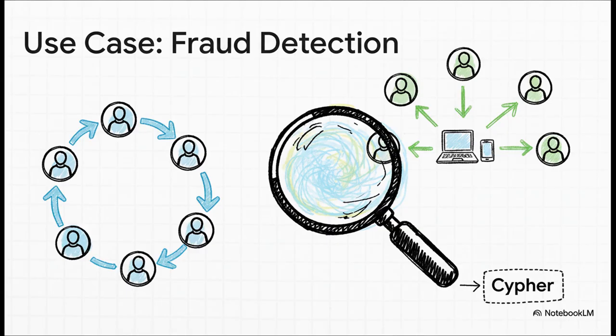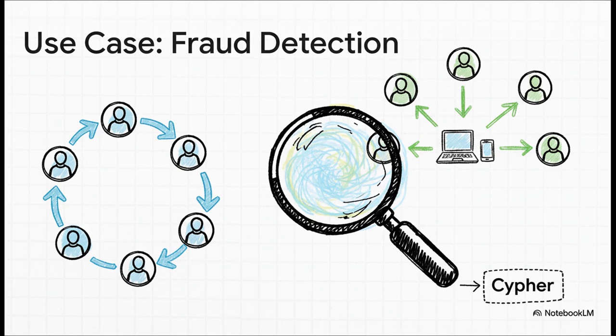Let's talk about fraud detection. This is a massive one. A real fraud ring isn't just one bad transaction. It's a whole hidden network. With Cypher, investigators can literally ask the database, show me any money that's moving in a circle, or find me all the accounts that look separate but are secretly sharing the same device. Trying to find that pattern in a giant spreadsheet?